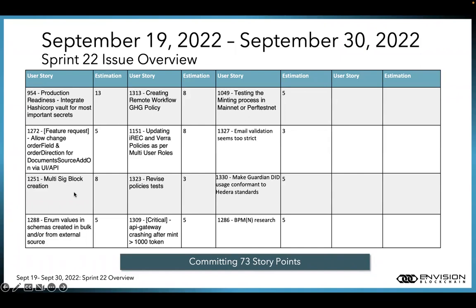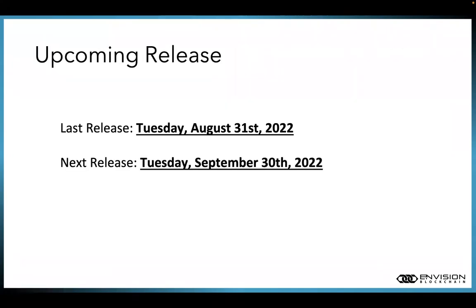So just to talk about some of them, we will be looking at the production readiness integrating HashiCorp Vault for most important secrets. That is 1954. We are also looking at 1251 multi-sig block creation. We'll be working on the enum values in schemas created in bulk and from external source, which is 1288. We'll also be working on updating IREC and Vera policies once we implement the multi-sig block. We are working on some of the validation issues, which is 1327, and testing the minting process in mainnet or perfnet, which is 1049.